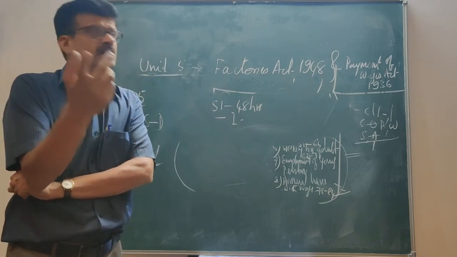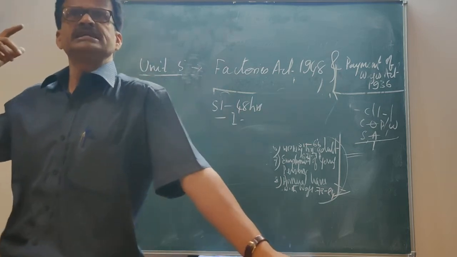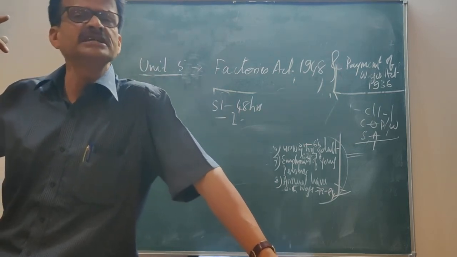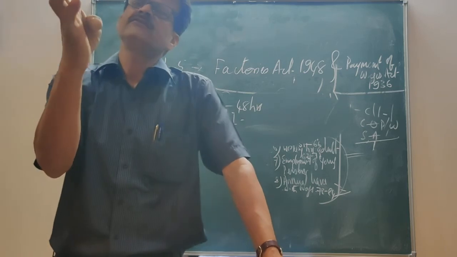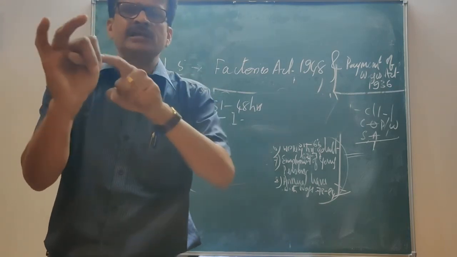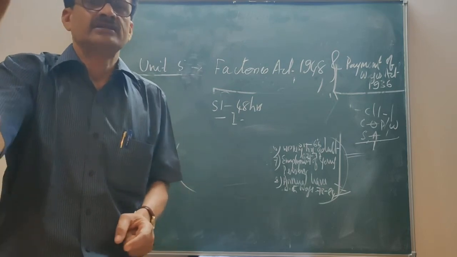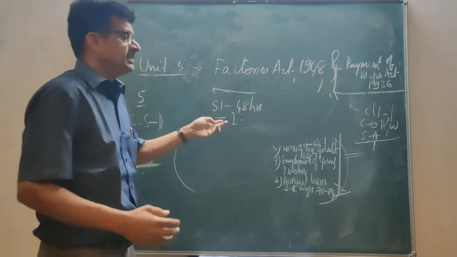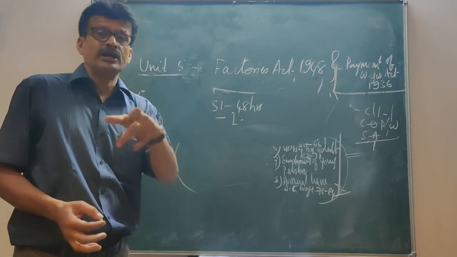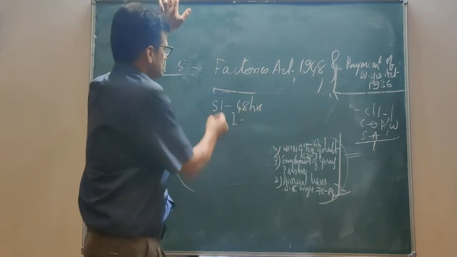What is the day? Weekly holiday. It is any of the preceding 3 days. What are the preceding 3 days? Saturday, Friday, Thursday. Any of the days. Or succeeding Monday, Tuesday, Wednesday. Any of the days could be substituted as a weekly holiday instead of the first. That is possible. Section 52.